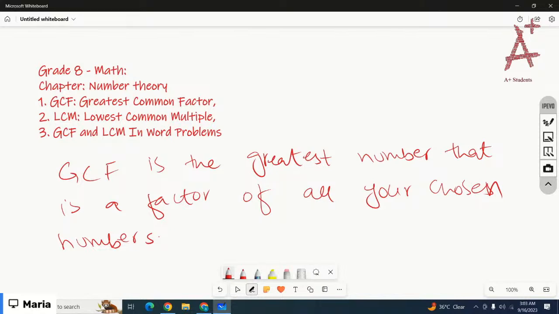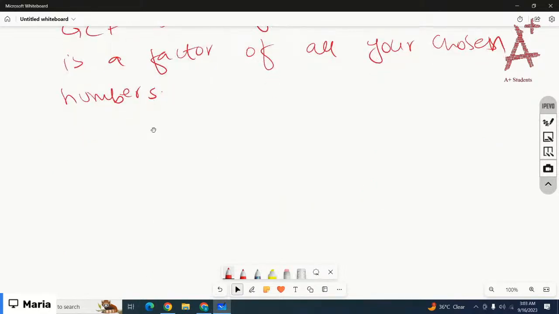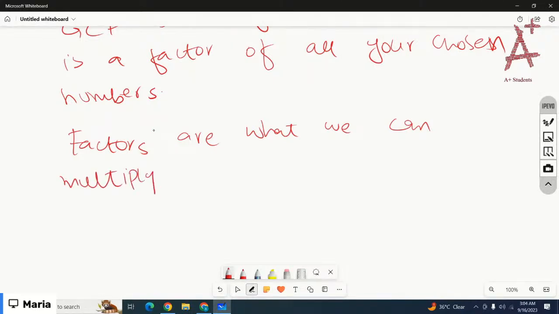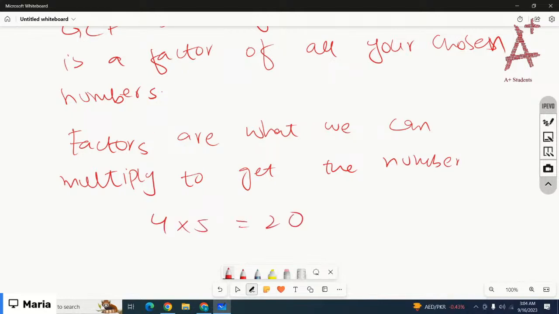So what is a factor? Factors are what we can multiply to get the number. For example, 4 times 5 is 20. So 4 and 5 are the factors of 20, because when you multiply them, they make 20. Factors are what we can multiply to get the number. You can please note down the definitions.